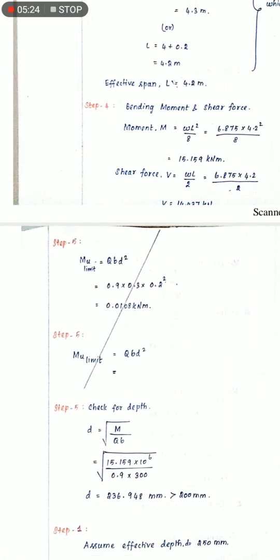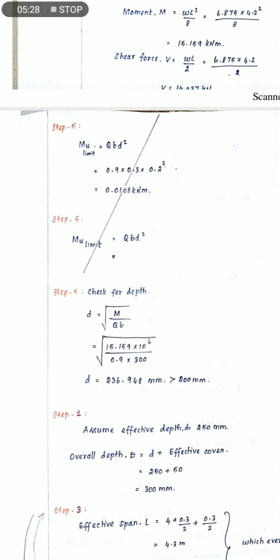The next step is check for depth, because the depth is assumed. Therefore, we have to check the effective depth according to IS 456. d equal to root of M by Qb, where Q is design constant, M is bending moment, and b is width of beam. Apply those values in this formula, then we will get small d as 236.948 mm.